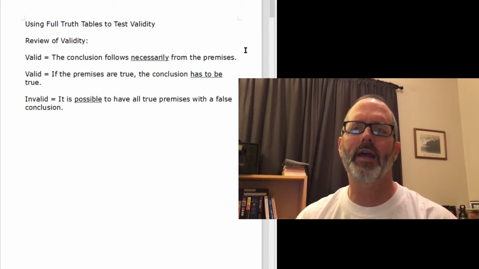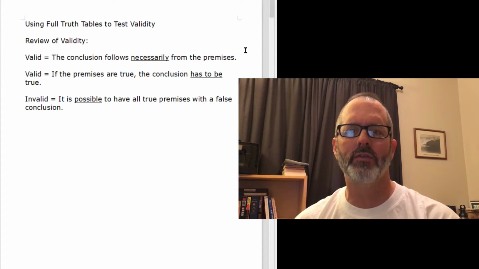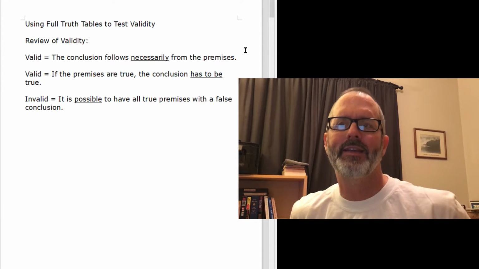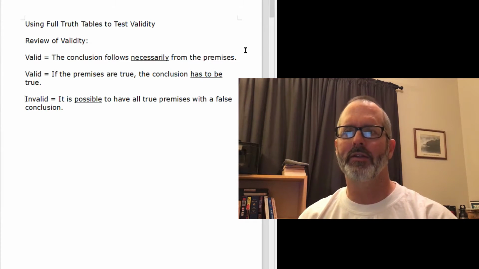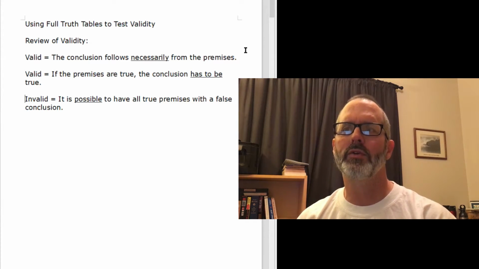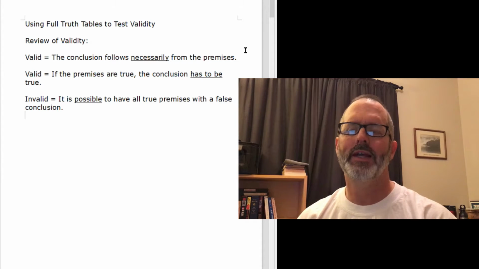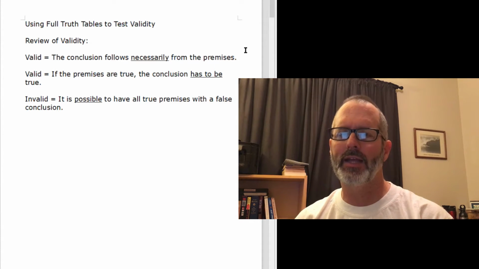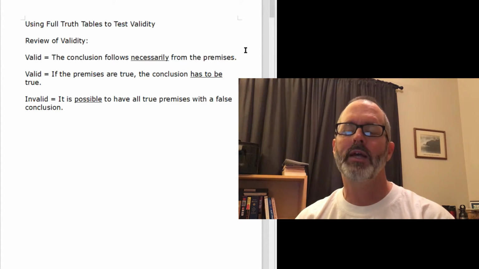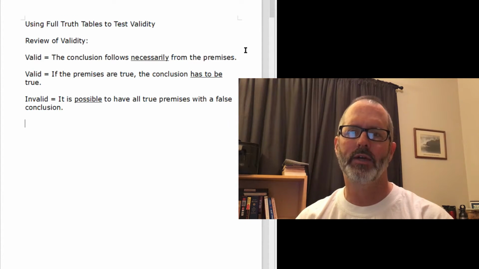And then lastly, we have our definition of invalid. This is the definition we will be using for these truth tables. This is the key idea. It is possible, if an argument's invalid, for all the premises to be true with a false conclusion. This is how we have to work with validity to test an argument. We can't find anything out about an argument if the premises and conclusion just happen to be true. They have to have a necessary connection.